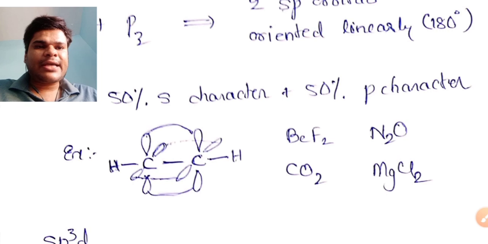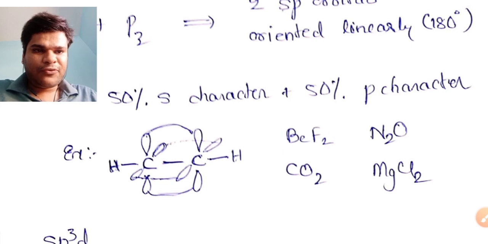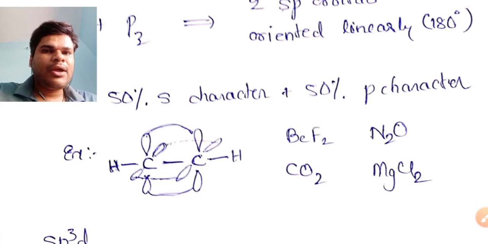Next, some other examples. If the central atom is linear or has only two pairs of electrons over it, then definitely it will be sp hybridization: BF2, carbon dioxide, N2O, MgCl2, all this. You can just try writing the structures according to VSEPR, and then definitely you find that there are only 2 pairs of electrons over the central atom. That's how in all these cases it will be sp hybridization, right?